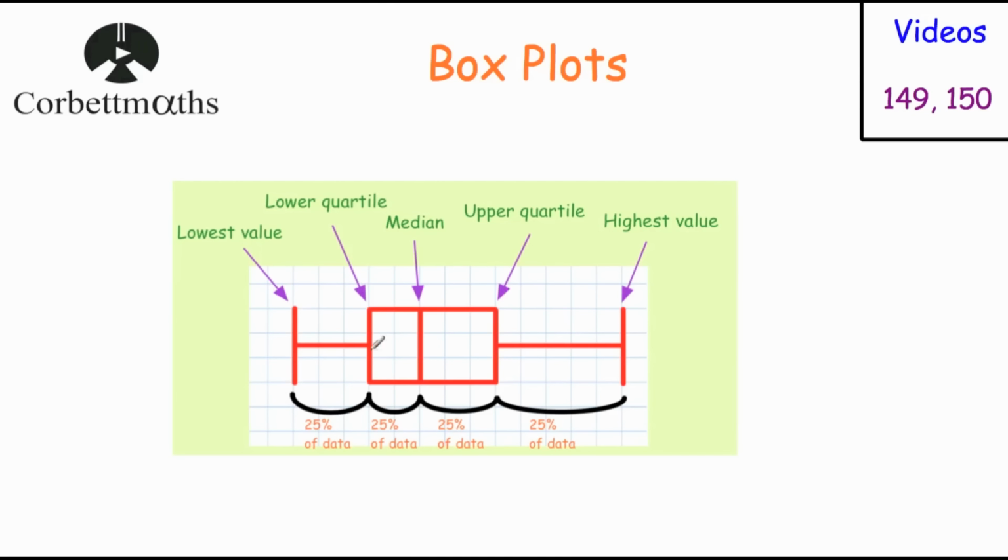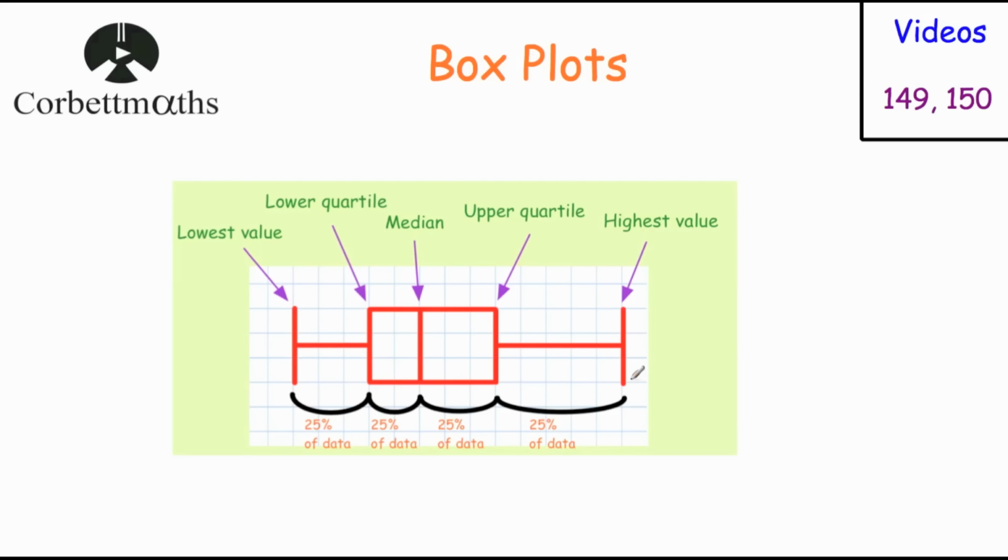So we've got 5 vertical lines, and the 3 in the middle, the lower quartile, the median, and the upper quartile, are joined up into a box like so, where a line will go horizontally at the top and the bottom. And then there will be 2 lines going out to the lowest value and to the highest value like so. So this is called a box plot.